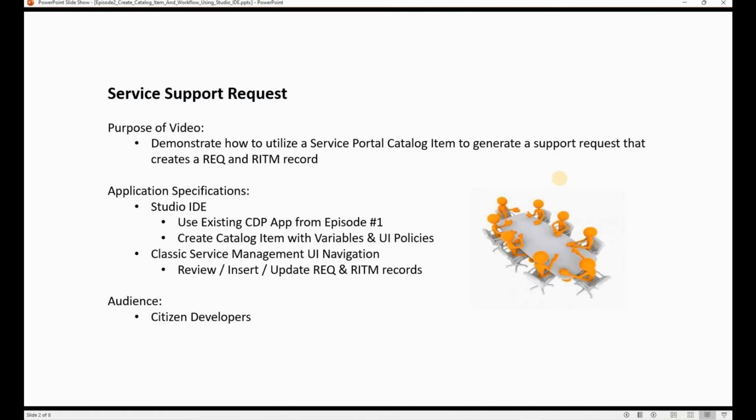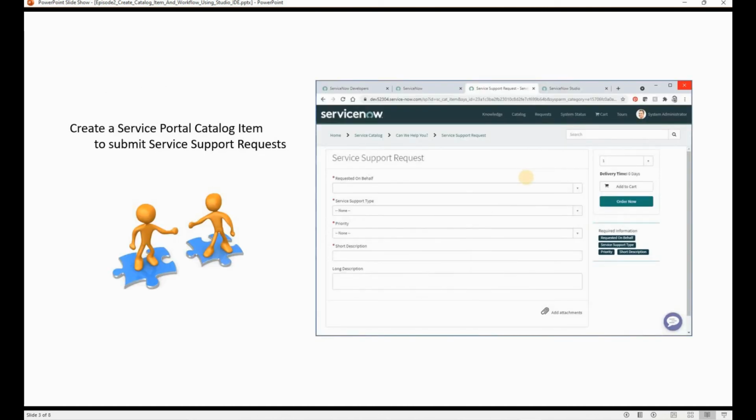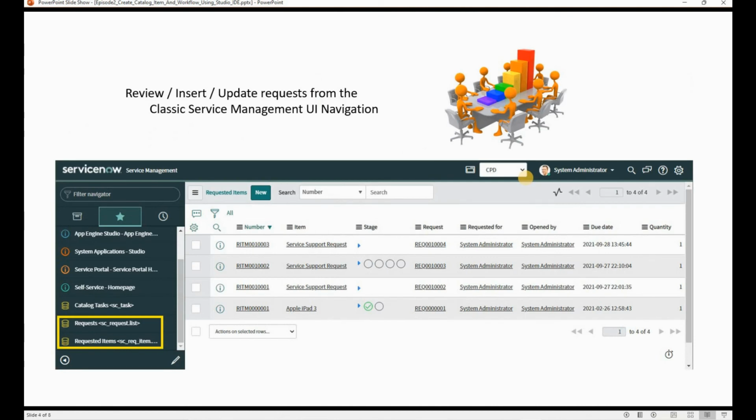Okay, to wrap things up, the purpose of this video was to demonstrate how to utilize a service portal catalog item to generate a support request that creates a REQ and RITM record. We used the Studio IDE to access the existing app from episode 1. We created a catalog item with variables and UI policies. And through the classic service management UI, we learned how to view the REQ and RITM tables to review, insert, and update records. We created a service portal catalog item to take on our service support requests. We then saw how we could review the REQ and RITM records through the classic service management UI navigation.